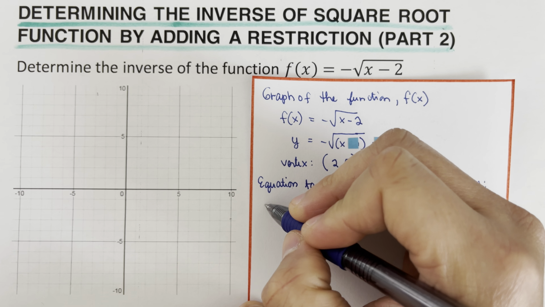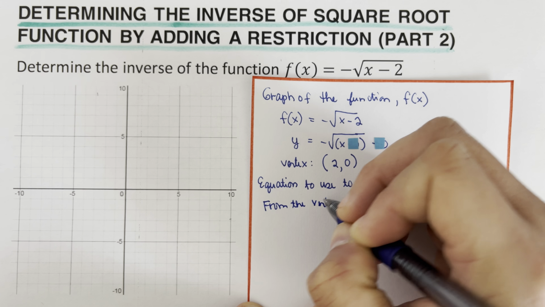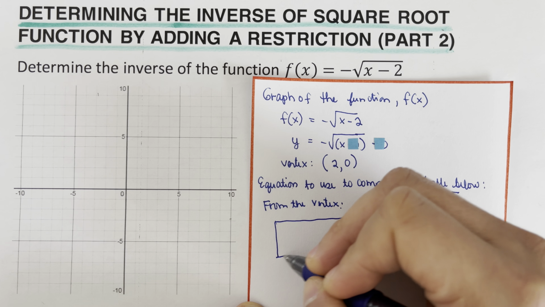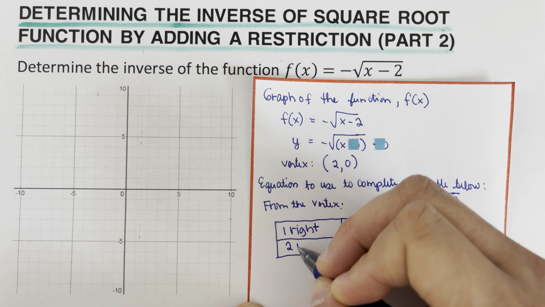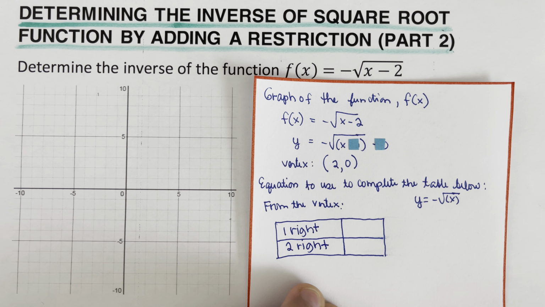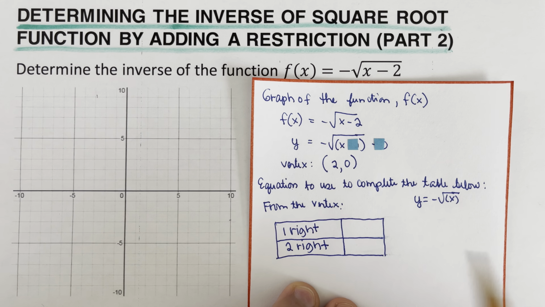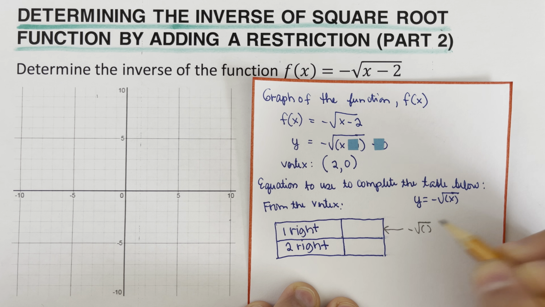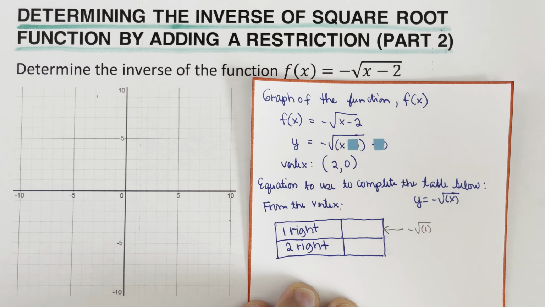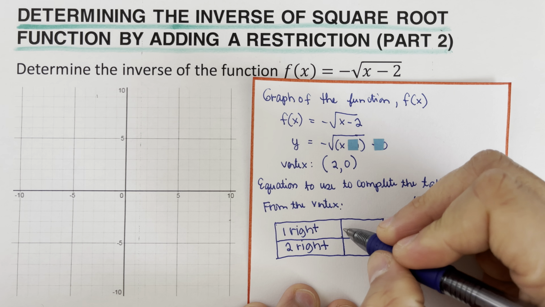So from the vertex, we are going to fill in the values 1 and 2 for x here so that we can complete these blank parts of the table. I'm just going to show the work on the side here. That would be negative square root of the number that we put, which is 1. So I put 1 right there. Negative square root of 1 is negative 1, so I write negative 1 here.